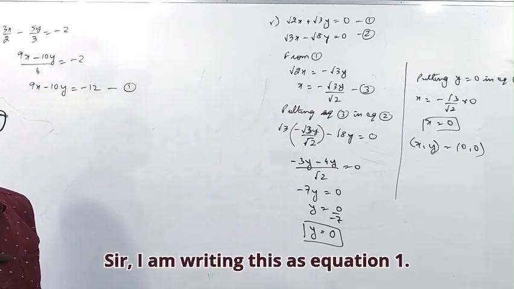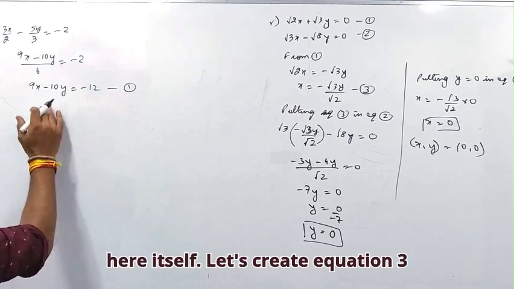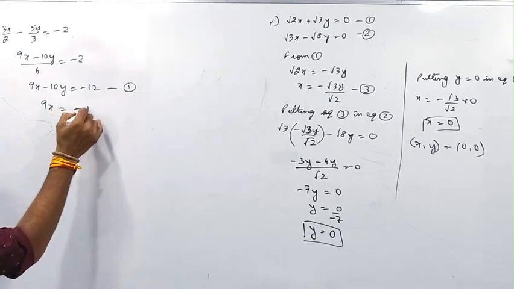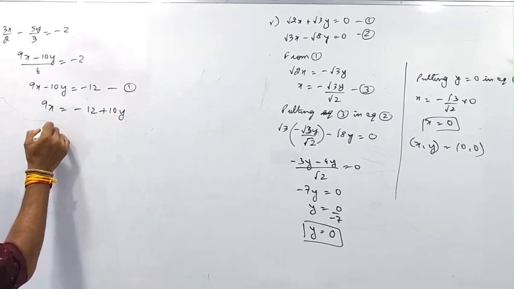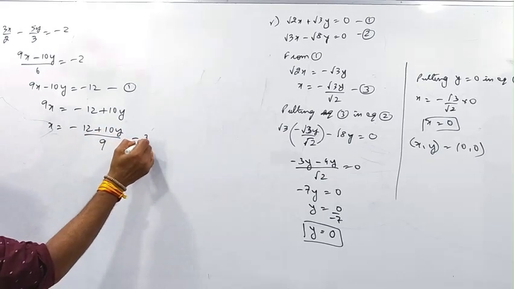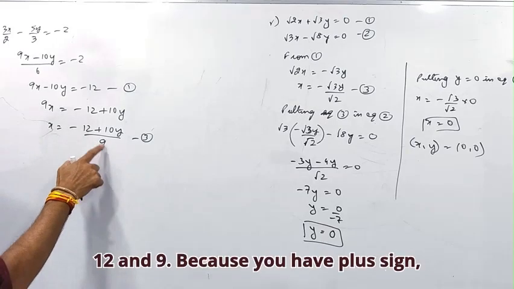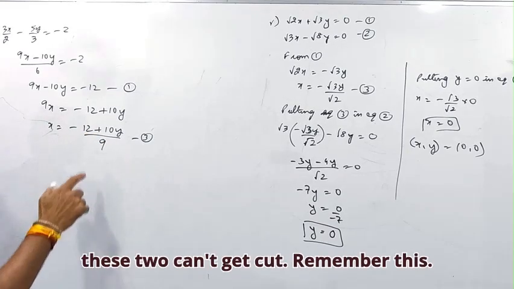So I am writing this as equation 1. If you want, you can get equation 3 from here itself. Let's get equation 3 right now. Don't make the mistake of cutting this 12 and 9. Because you have a plus sign, these two can't get cut. Remember this.